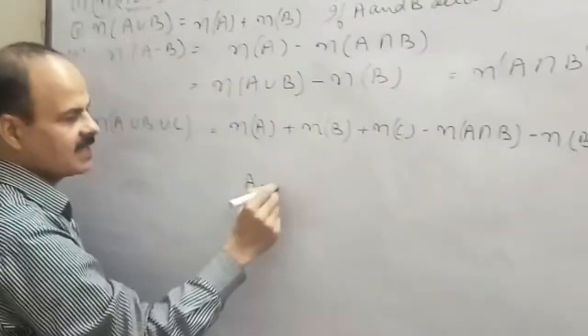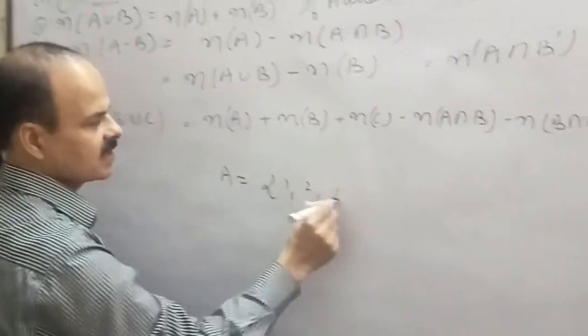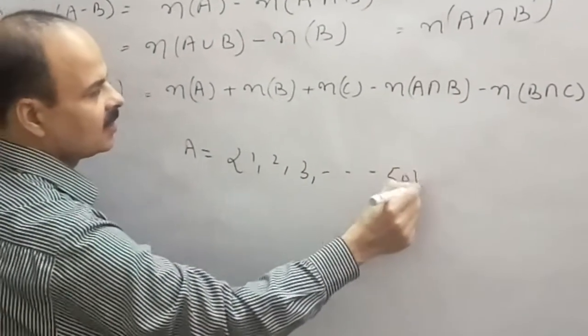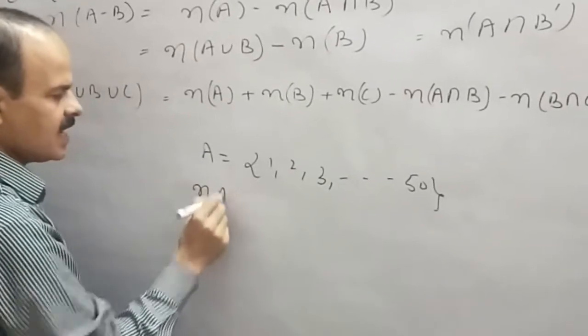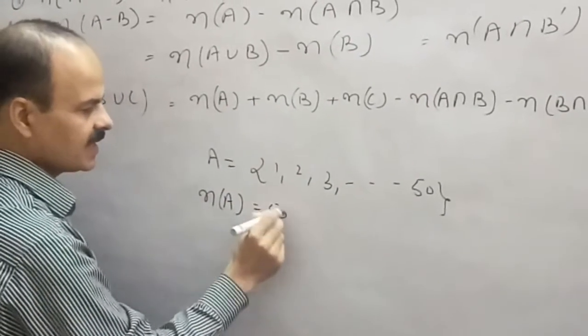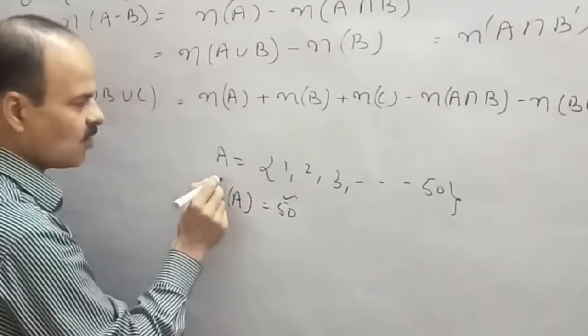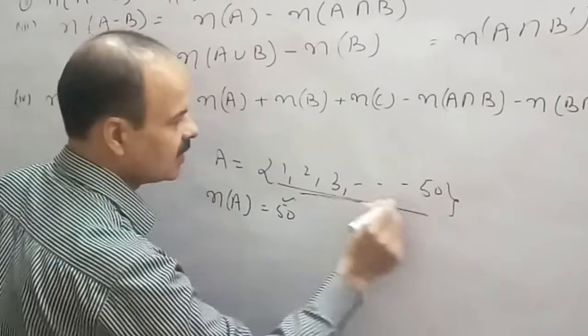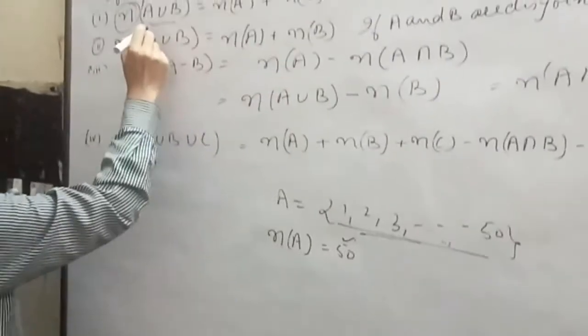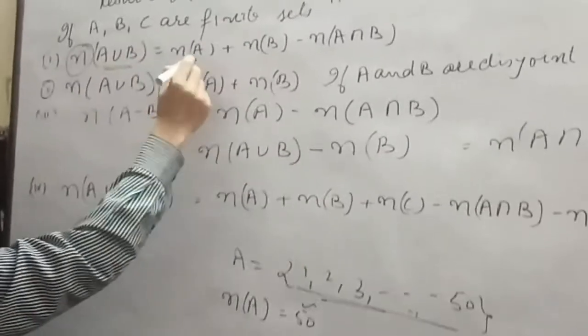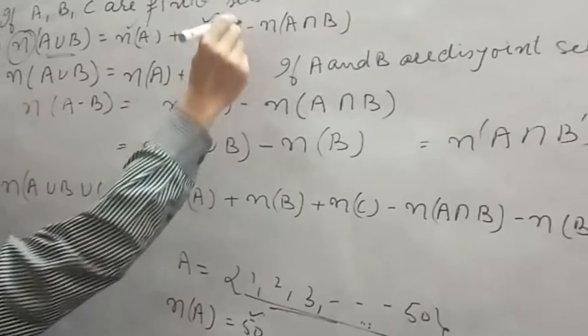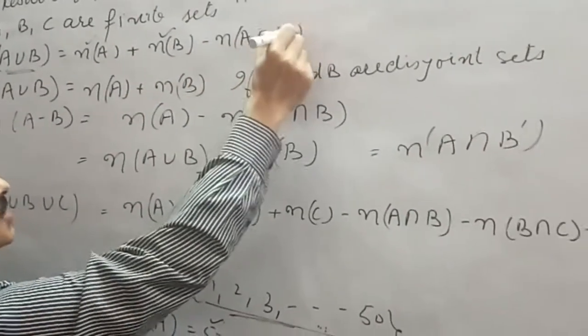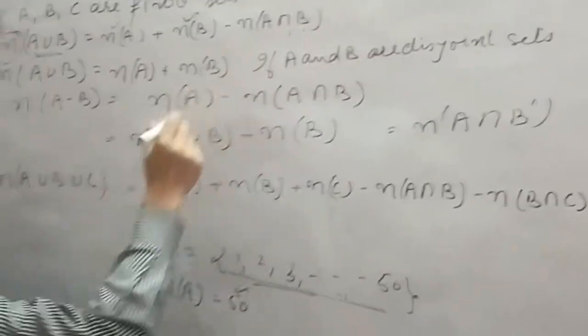Suppose a set A is there containing 50 elements. Then it can be written as n(A) is equal to 50. This 50 indicates the number of elements present in the set. So for n(A union B), the formula will be n(A) plus n(B) minus n(A intersection B). The common portion we have to subtract.